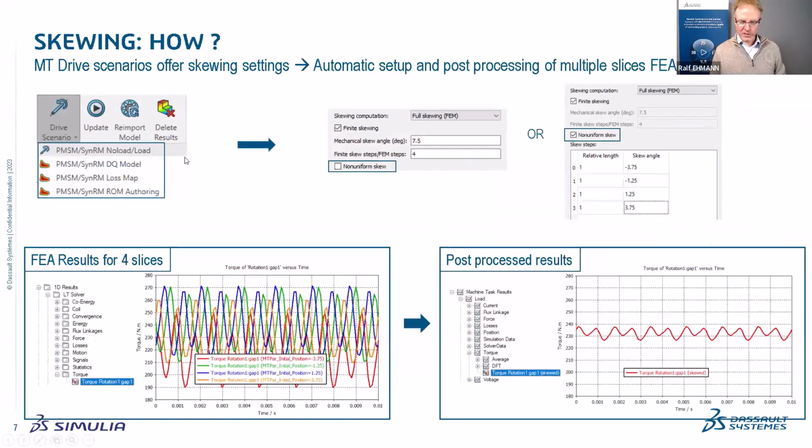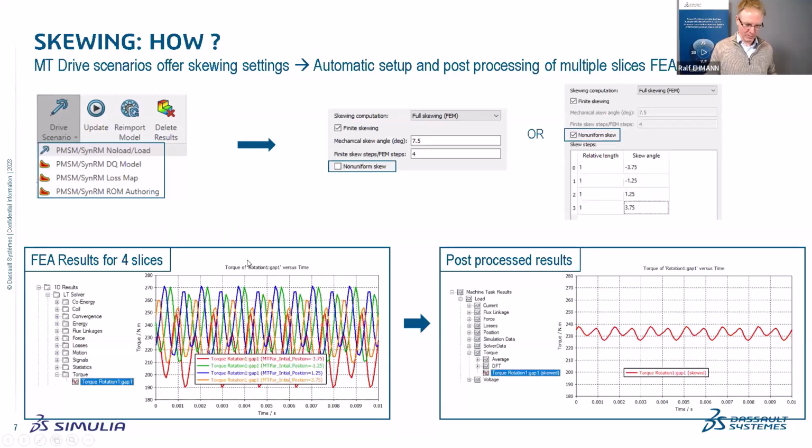Each of the drive scenarios in the machine task has a setting regarding skewing, and you can switch on finite skewing here, give the maximum skew angle, and either define it by the number of steps or by a uniform skewing, defining here the relative length and the angle of each section. And then you get results, including skewing. So what happens under the hood is you do a separate finite element analysis for each section, leading to 4 different torques, for example. It's shown here in the plot. So we have here a parameter sweep, completely done without user interaction.